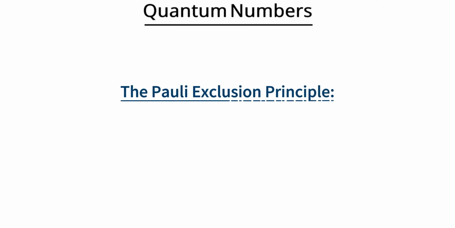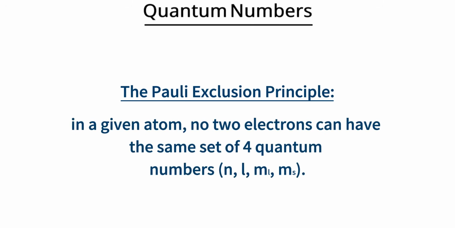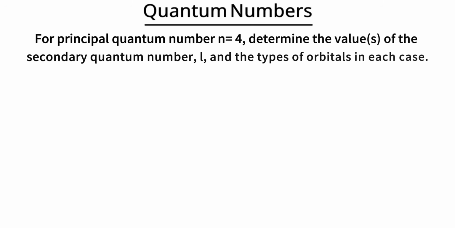Now let's talk about an important rule called the Pauli exclusion principle. The Pauli exclusion principle states that no 2 electrons in the same atom can have the exact same set of 4 quantum numbers. In other words, every electron must have a unique combination of n, l, ml, and ms. 2 electrons can occupy the same orbital, meaning they have the same values of n, l, and ml, but they must have opposite spins. That means if one electron has a spin of +1/2, the other must have a spin of -1/2. Now, let's practice.